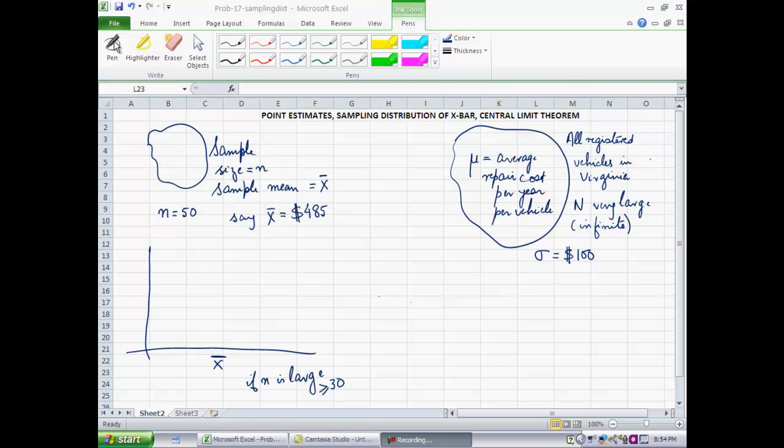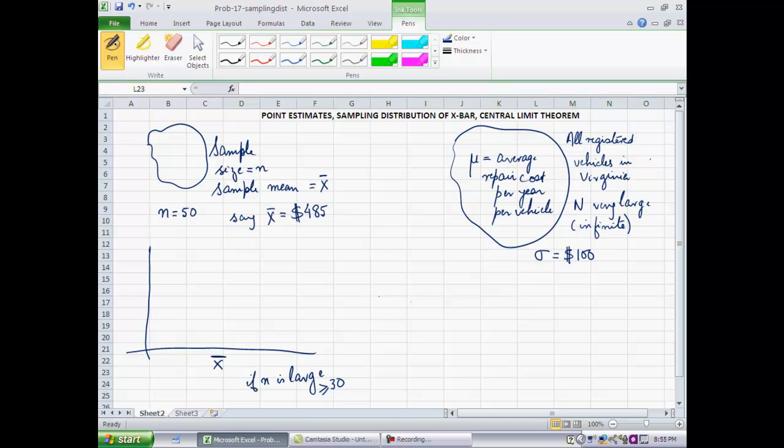So let's say we have a population which consists of all registered vehicles in Virginia, and we'll assume that this population is very large. For all practical purposes it is infinite. In other words, capital N, the size of the population, is very large. And I want to know what the average repair cost per year per vehicle is. In other words, I want to know the population mean, the mean repair cost per year per vehicle. I don't know it, I want to estimate it.